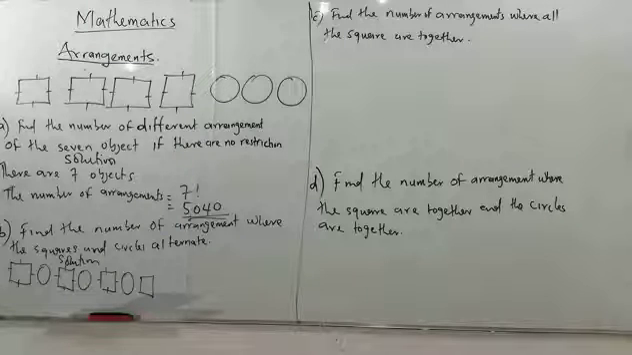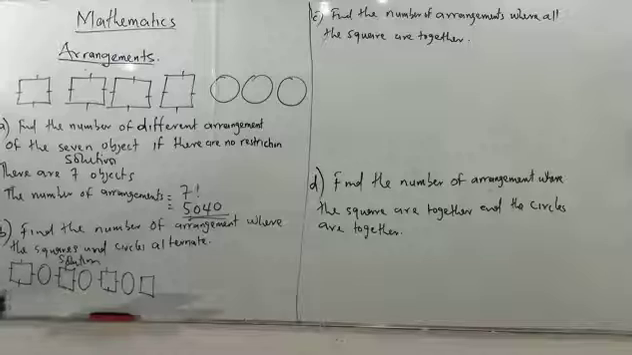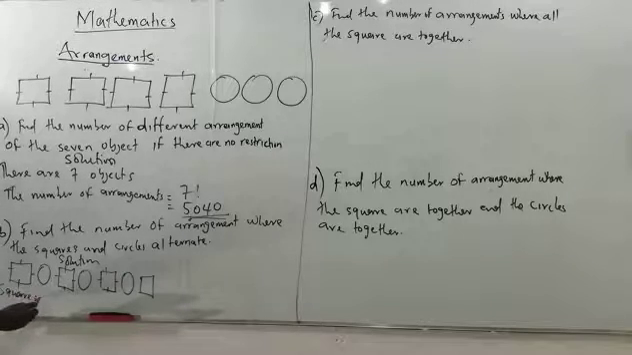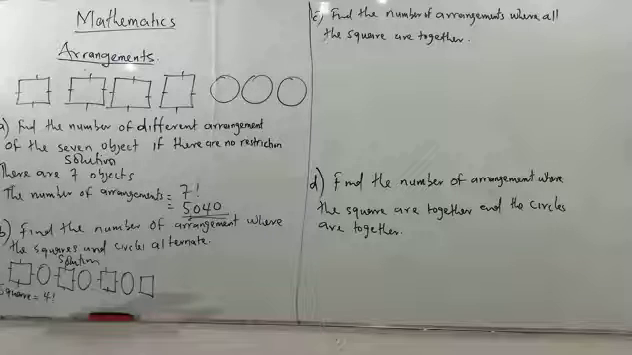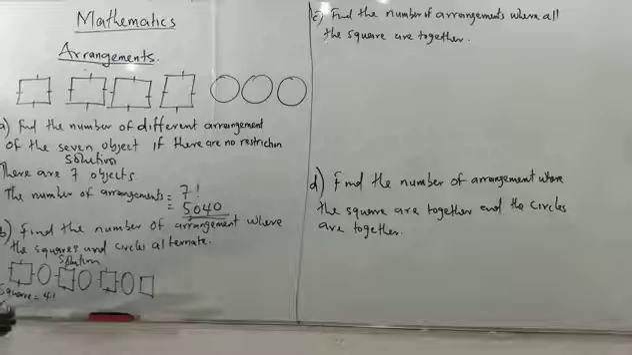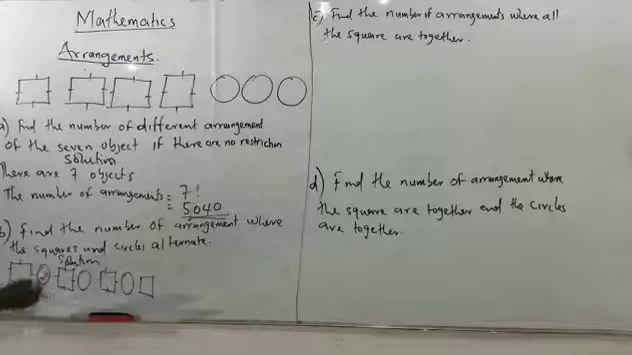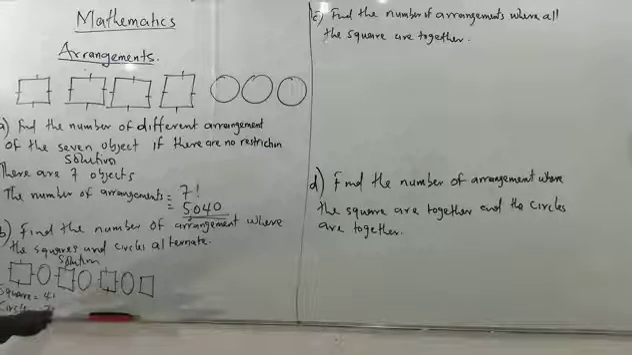There are 4 different ways of arranging the squares, which is 1, 2, 3, 4. It means the squares will be arranged in 4 ways, which is 4 factorial. Now, I will move on to the circles. The circles are also, 1, 2, 3. 3 ways.